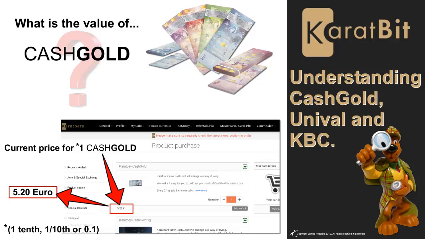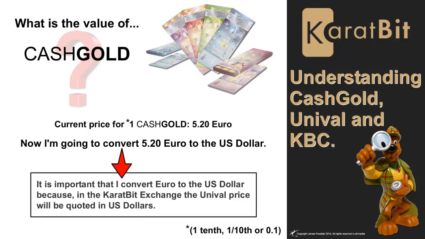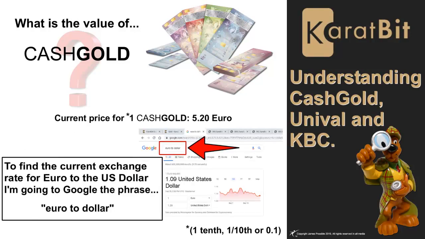So we want to convert everything to US dollars so we know for sure what kind of value we're looking at for Cashgold and Unival, so we can make an educated decision in this transaction. Current price for 1 Cashgold, as I showed you, is 5.2 euros. Now, we're going to convert that to US dollars, as I discussed. And I just explained why that's important.